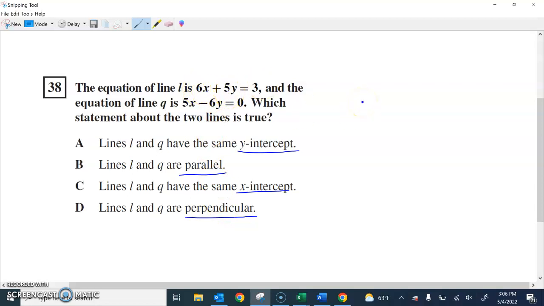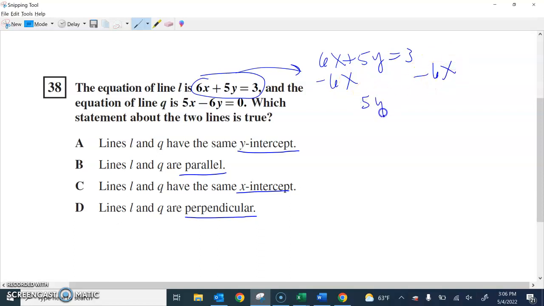So it takes a few steps, but if we were going to do it, this is what we would do to solve for the slope-intercept form. We would basically solve for y. So 6x plus 5y equals 3. To solve for y, first we subtract 6x from both sides. 5y equals 3 minus 6x. Then we divide the whole thing by 5.